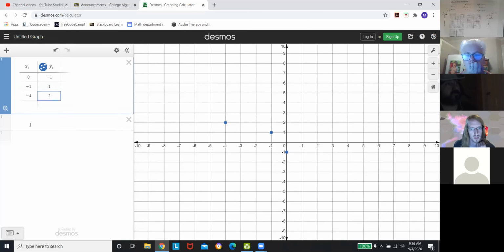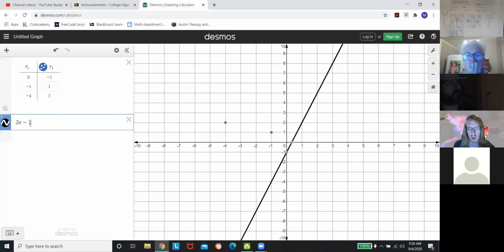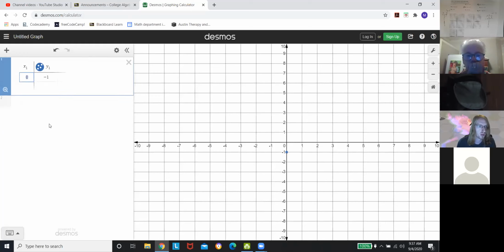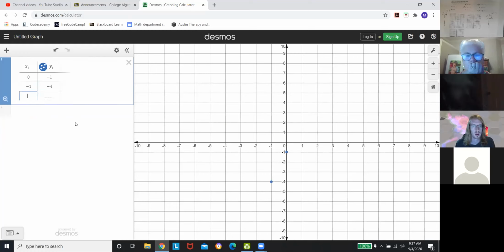Right. 3x minus 1. Let's see. So if we plug in -1, it should be what? 3 times -1. So you're doing 3x minus 1? For 11, when I got x is -1, I got -4 because 3x is -3, and -3 minus 1 is -4. Is that what you said? Okay. Yeah.